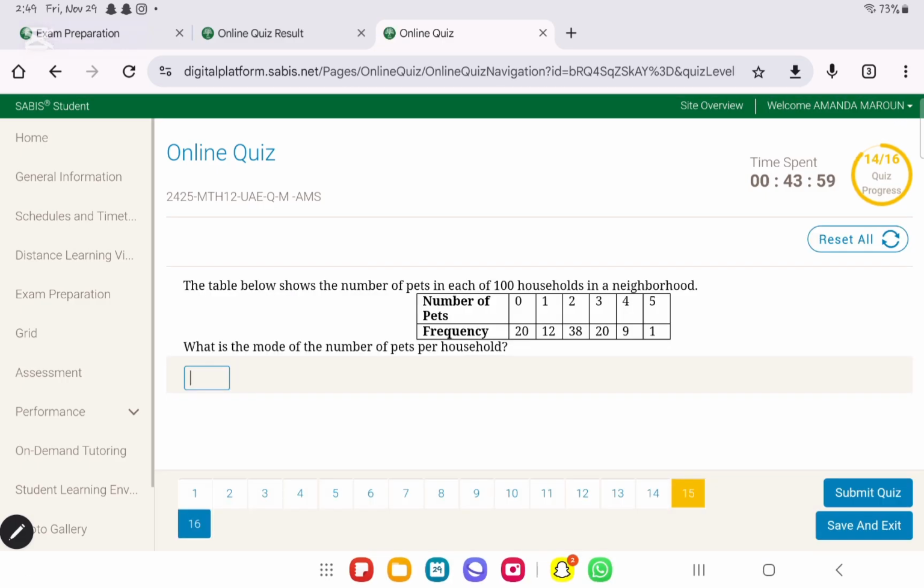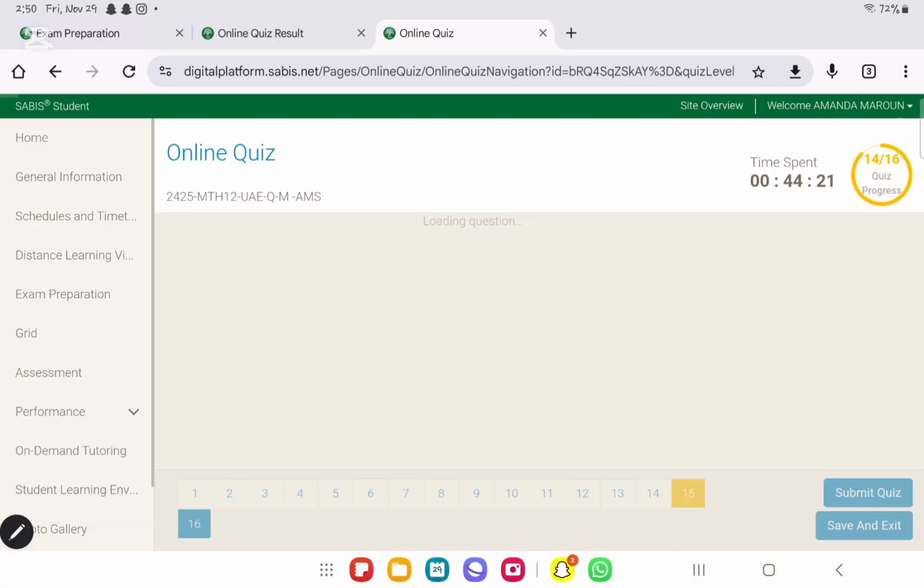Moving on to question number 15, they're asking for the mode. The mode means the most repeating number. Here, since there are no intervals, we can assume directly that the mode is the most repeated frequency, or the highest frequency. Looking at it, which one has the highest frequency? This one over here. So the mode of the number of pets per household is 2.